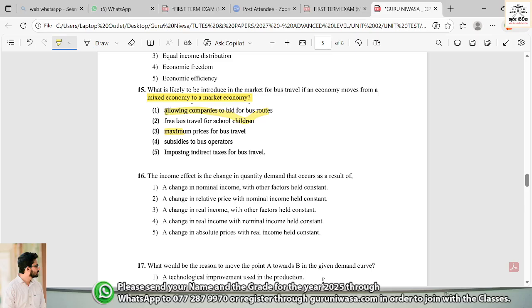Bid means that here the bus route is given to the company who can pay the highest price. It's a type of competition, right? The bidding process means something competitive. In a free market economy, competition is very common. This is called bidding for the bus routes.